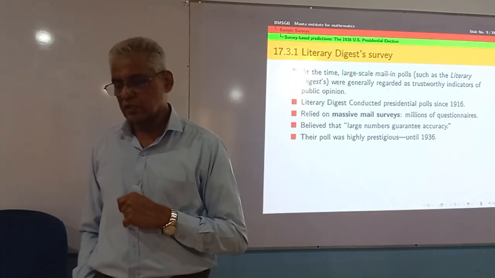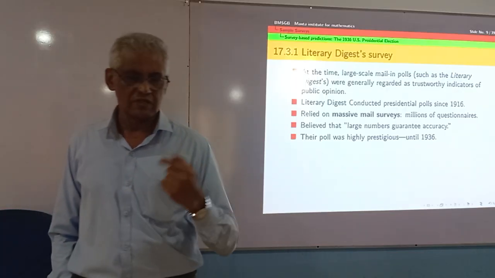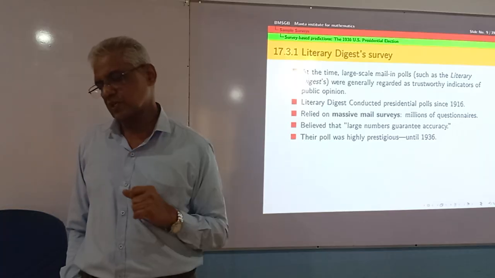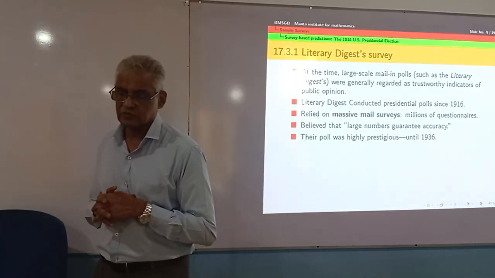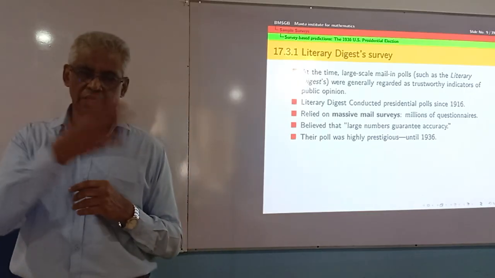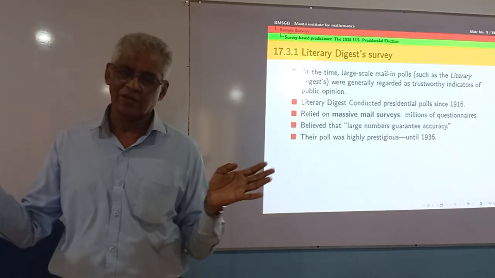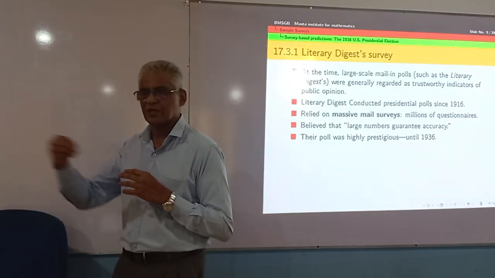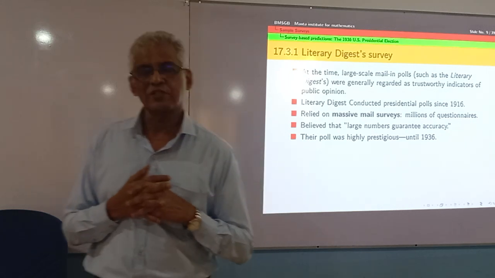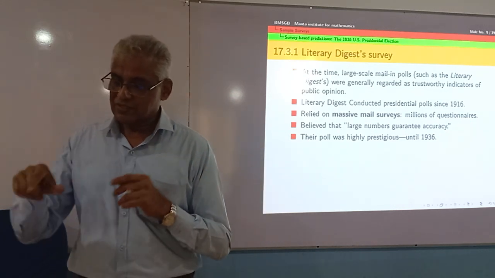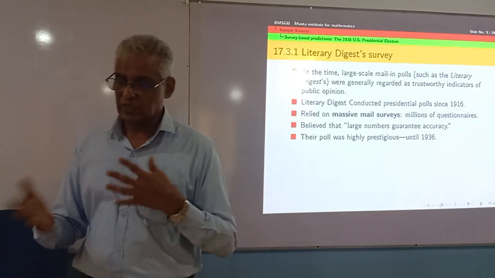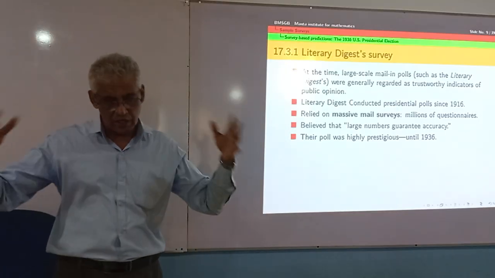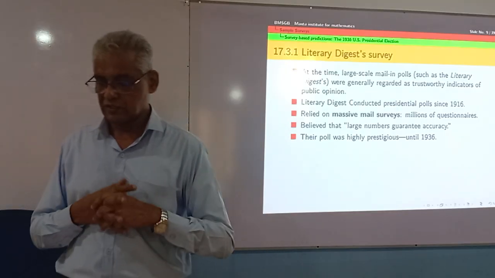There was a company called Literary Digest, a magazine. This magazine used to hold this kind of survey a large number of times before, and they had predicted quite well in those surveys. But this time something went wrong. What they did was a very large scale mail survey study.